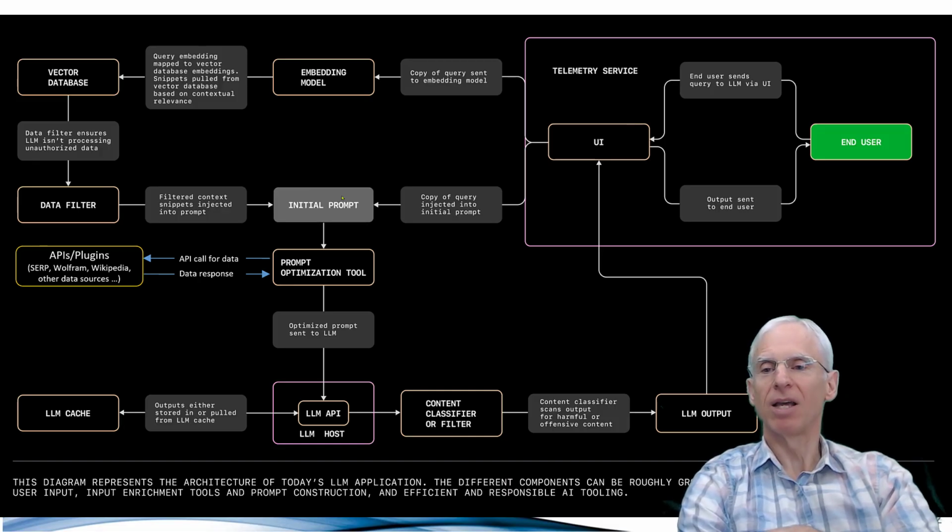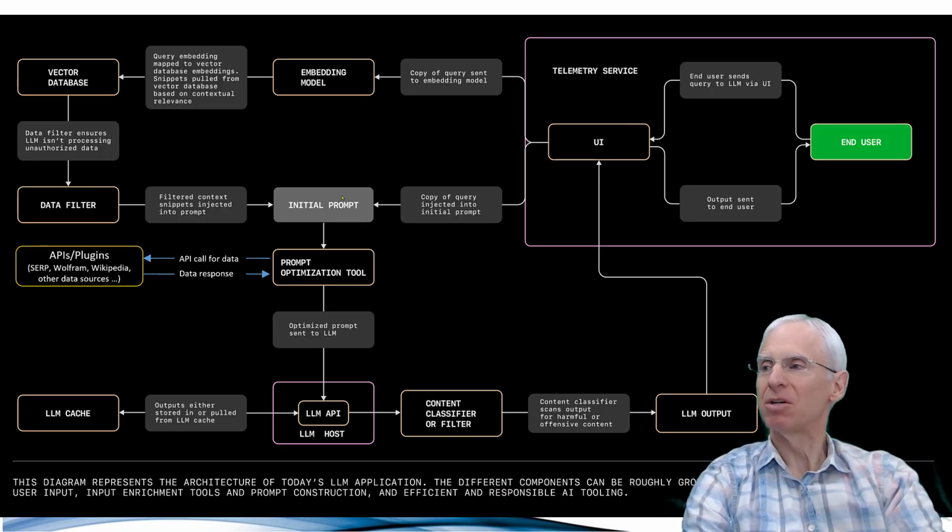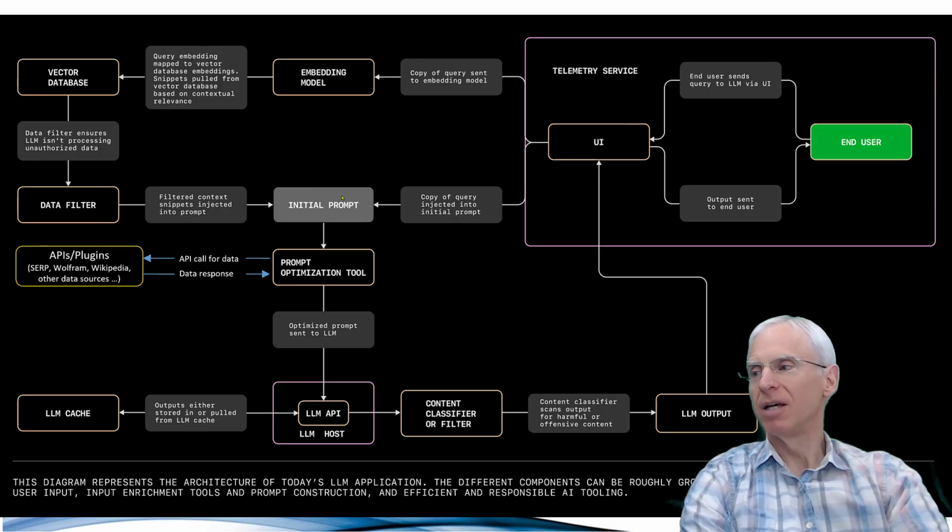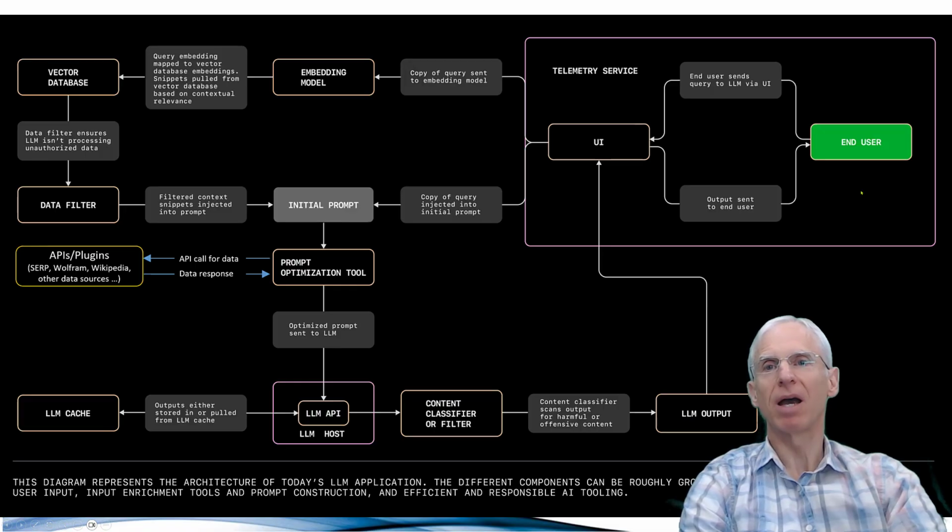Sadly, OpenAI has recently decided to not call these connectors. They call them apps instead. An app is different than an API. And then they optimize this. They then send it to the large language model, and it might have some cache involved, and then it does some filtering, and then we have the output that goes back to the person.